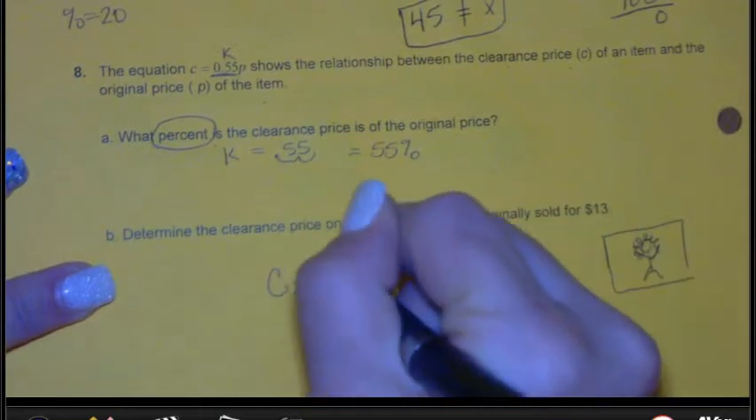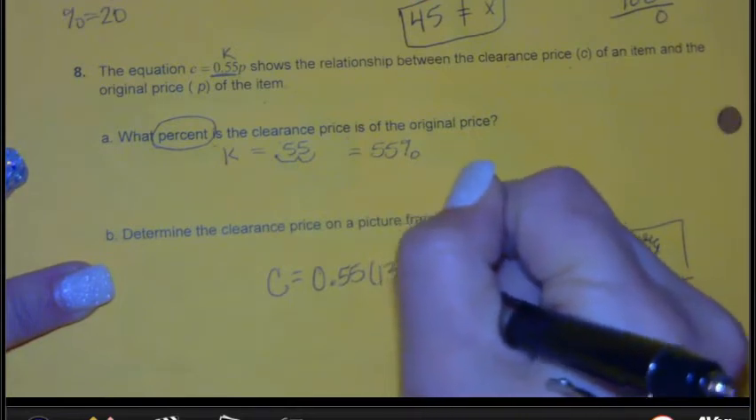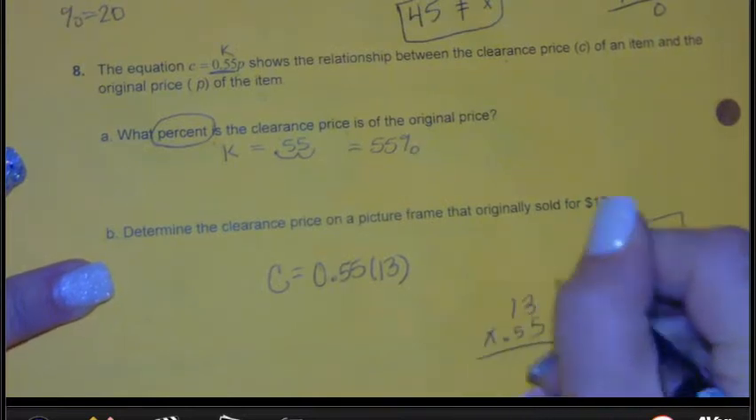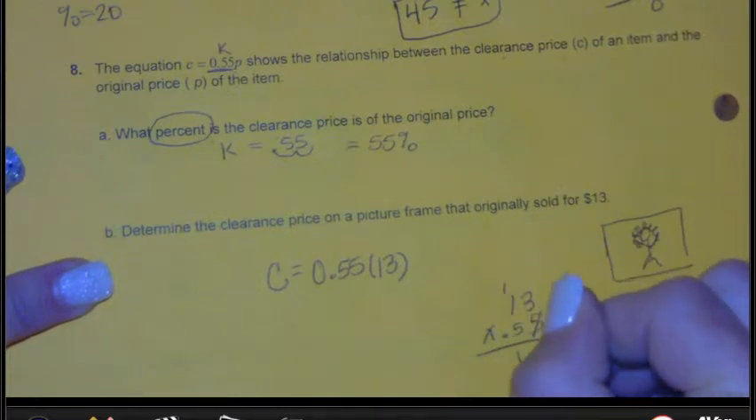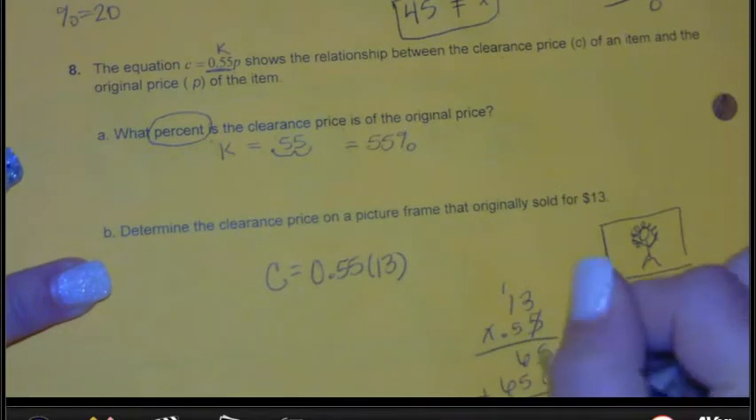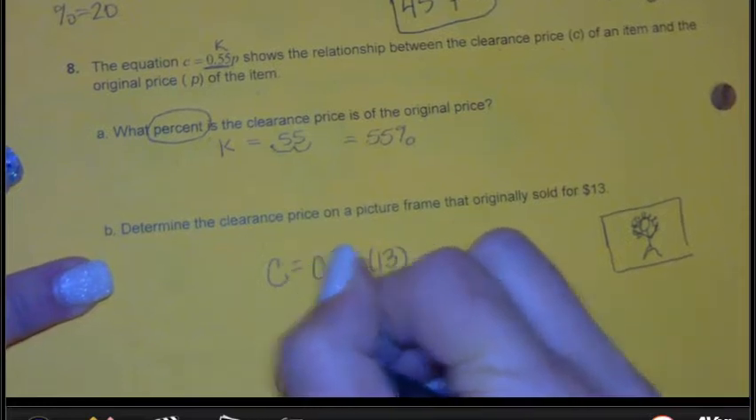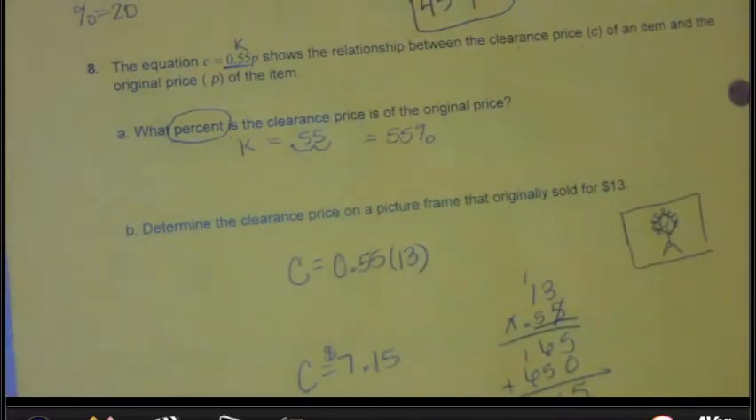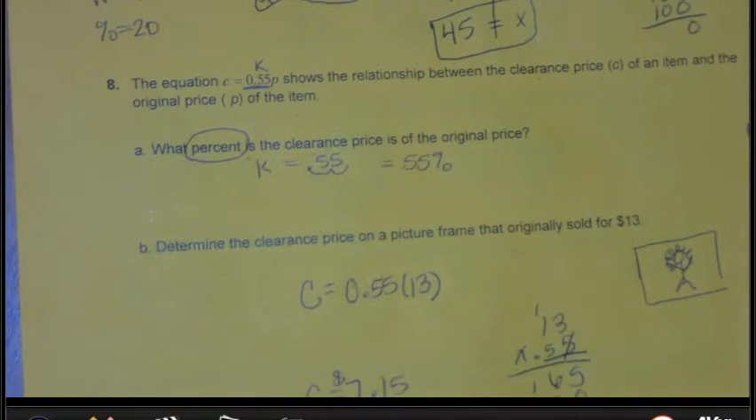So I want to know what is the clearance price on a picture frame that is 55% off of the original price of 13. So I'm going to have 13 times 0.55. 5 times 3 is 15. 5 times 1 is 5, plus 1 is 6. Placeholders, same thing. Add these up. 6 and 5 is 11. 6 and 1 is 7. Have 2 decimal places. So my picture frame should be $7.15. Yes, 6 plus 1 is 7.